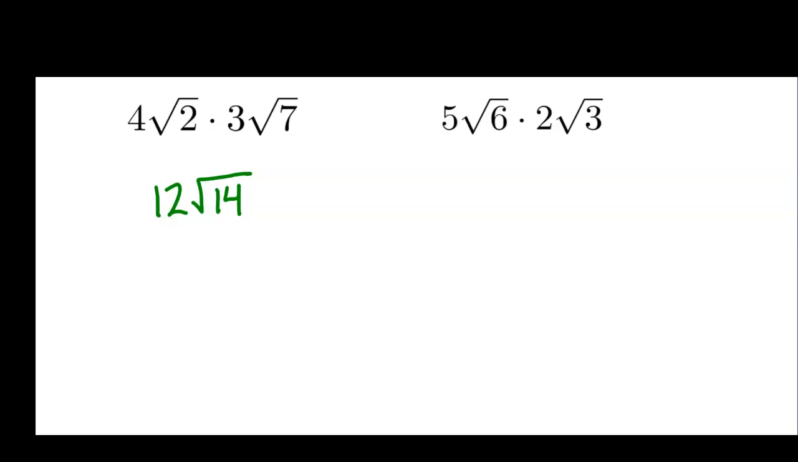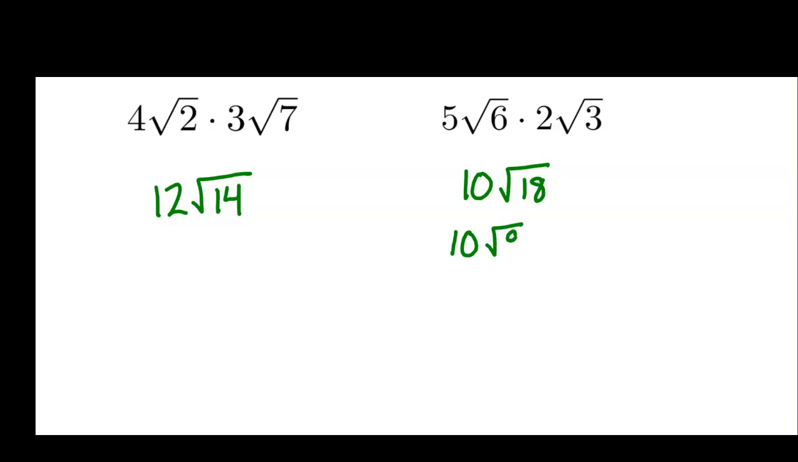Moving to our next example, we have 5 square root of 6 times 2 square root of 3. Multiply the coefficients, so 5 times 2 is 10. Then square root of 6 times 3, the product of the radicands, which is 18. Now 18 does have a perfect square factor. It is 9, and that would be the largest perfect square factor. Remember, our goal is to factor with the largest perfect square.